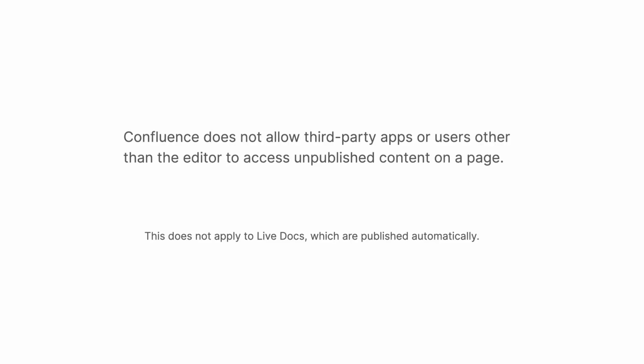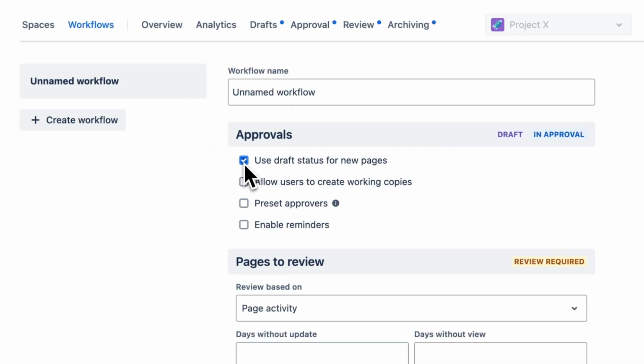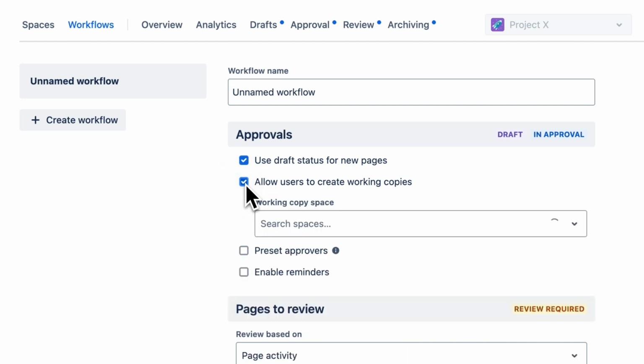By default, Confluence does not allow third-party apps or users other than the editor to access unpublished content on a page. Because of this, the standard approval workflow we saw earlier requires that changes are published before an approval request can begin. While many approval apps stop there, Breeze goes further with the option Allow users to create working copies.